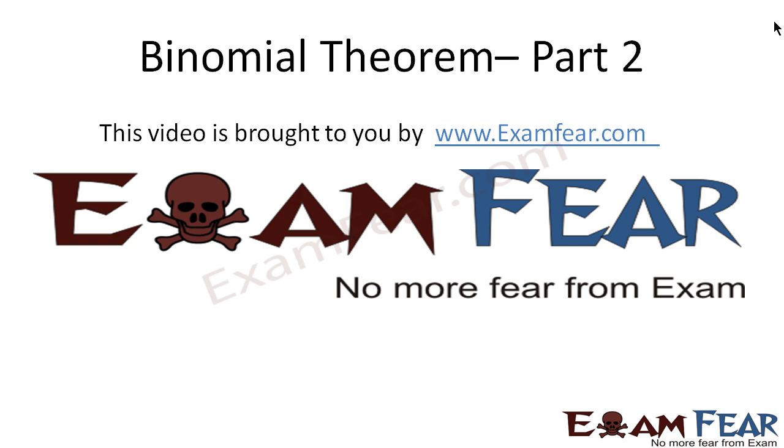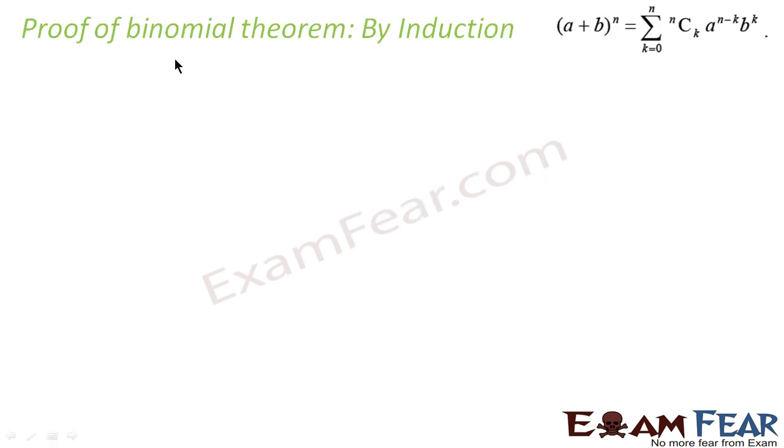Before watching this video, you should have watched Binomial Theorem part 1. Let's prove the Binomial Theorem by induction. The Binomial Theorem says that (a + b)^n is equal to the summation of nCk a^(n-k) b^k, where k goes from 0 to n.